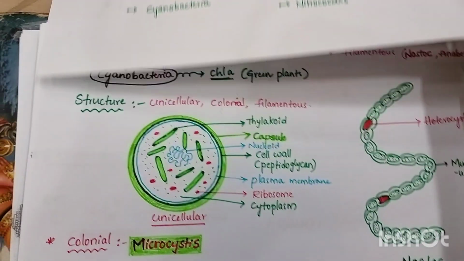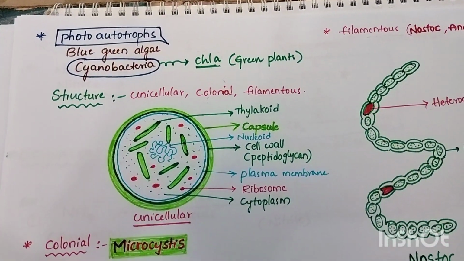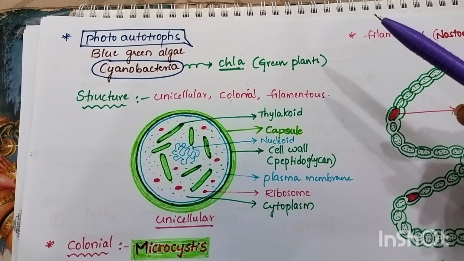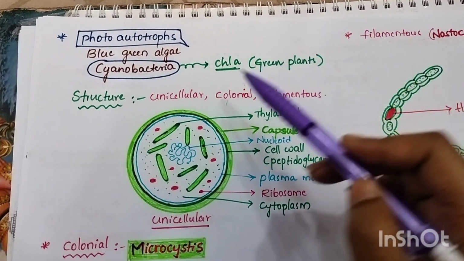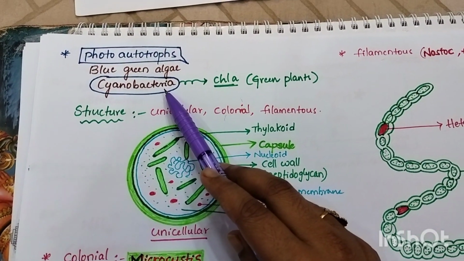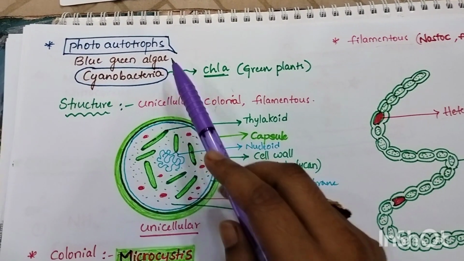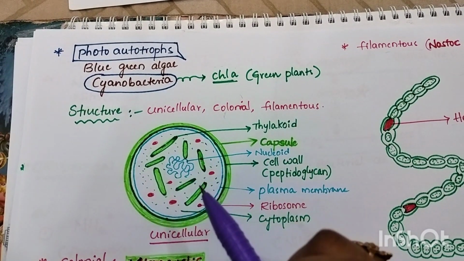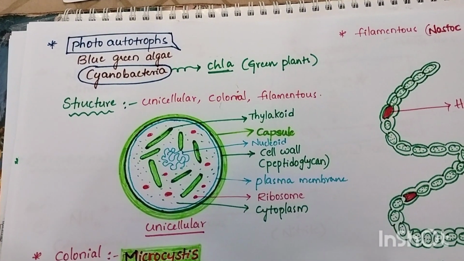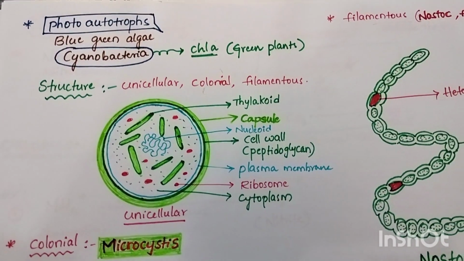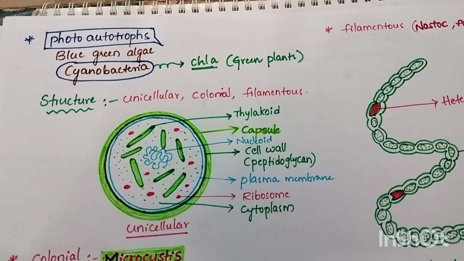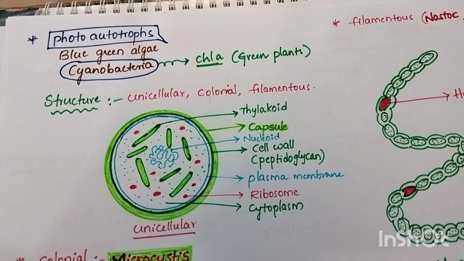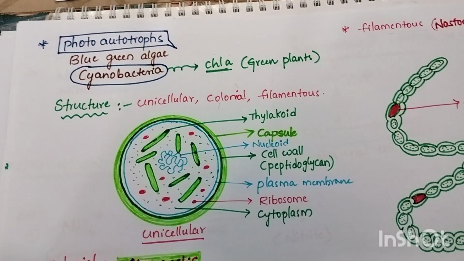Coming to the first one, photoautotrophism. What are photoautotrophs? We have already said that the bacteria which can prepare their own food material using sunlight are called photoautotrophs. The best example of this is cyanobacteria, also called blue-green algae. This cyanobacteria prepares food material by using sunlight. How is it utilizing the sunlight, and why can't other bacteria utilize the sunlight?